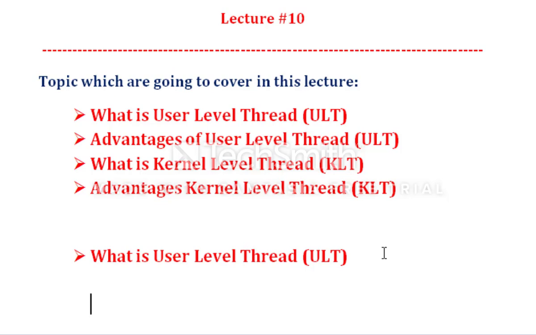In fact, the kernel knows nothing about the user level thread. As I told you, the thread is created in the user area. The responsibility for execution of all the threads lies with the application. So the kernel is not in the picture for the execution of threads. The kernel manages them as if they were single threaded processes. So let's define the user level thread. What exactly is the user level thread?